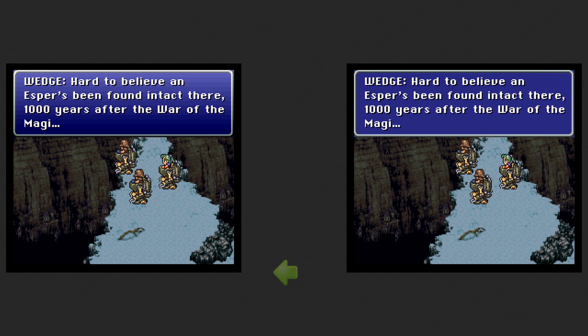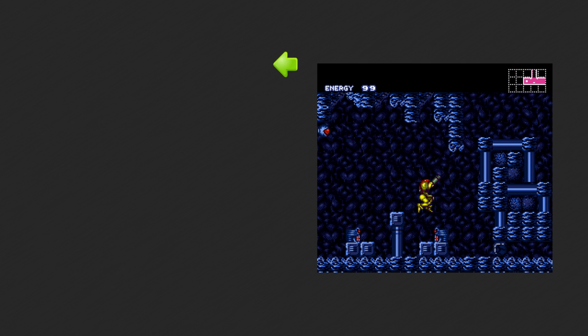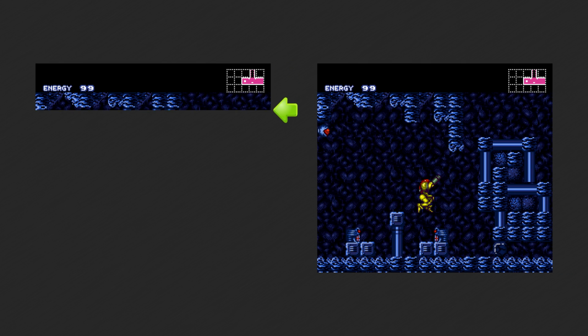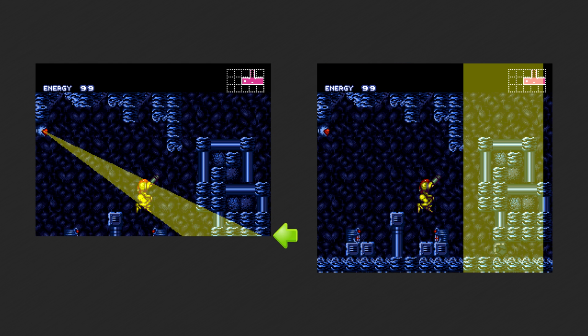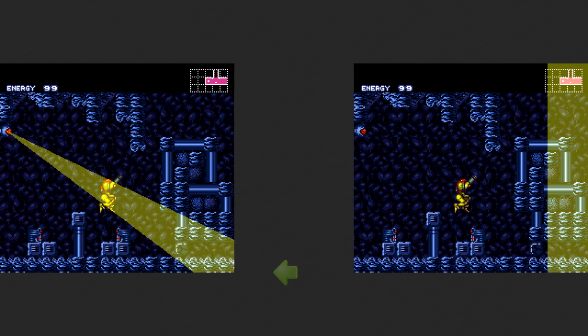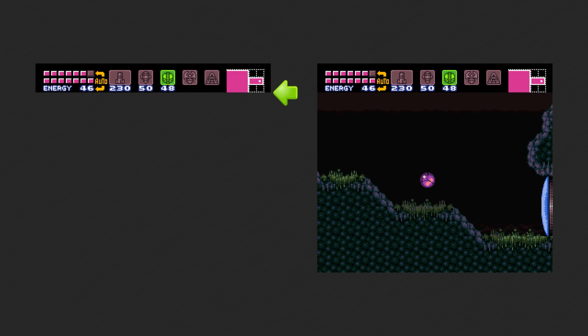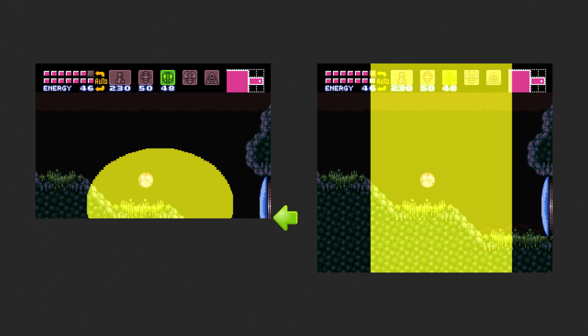And finally, any windowing effect that isn't just vertical bars uses HDMA to modify the left and right boundaries of the window while the image is rendered. Super Metroid has a few windowing effects, one for the eye shining its light beam, and another for the power bombs.